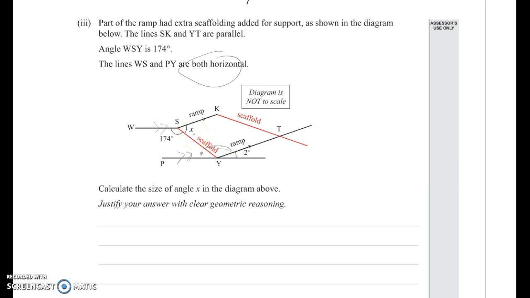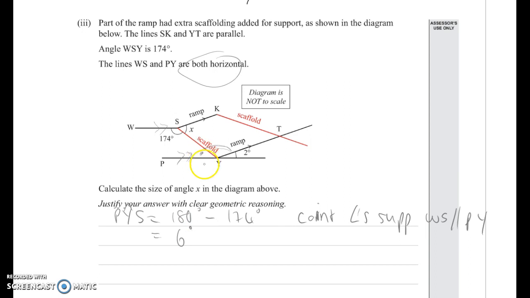So there's quite a few steps that I need to do, but by actually drawing on my diagram, it gives me a better idea of what I'm doing and where I'm going. So I'm going to say that PYS is equal to 180 degrees minus 174 degrees, and it's co-interior angles supplementary, WS parallel to PY, or parallel lines. You have to say that they're parallel, remember. So PYS is 6 degrees. Looks very small, but anyway, diagram not to scale.